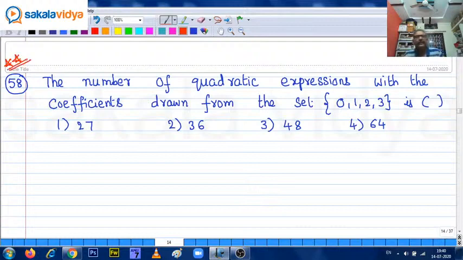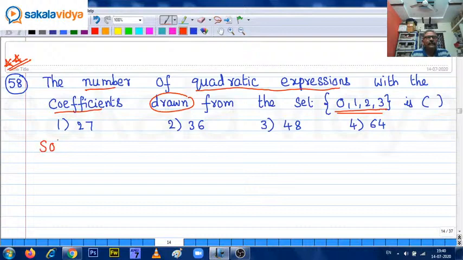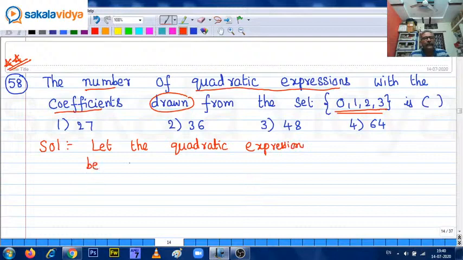Fifty-eight. The number of quadratic expressions with the coefficients drawn from the set 0, 1, 2, 3. First solution, you see: let the quadratic expression be f of x equals ax square plus bx plus c.